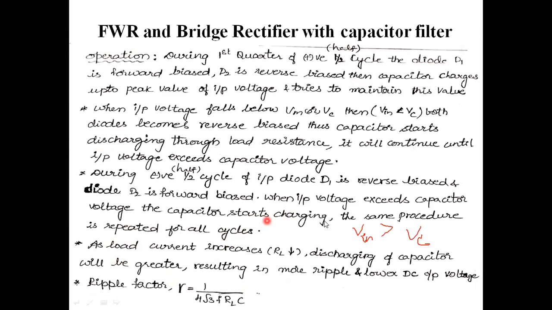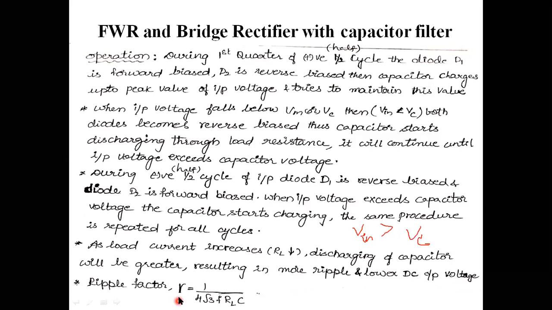And this is the process. As the load current increases, the load resistance keeps on decreasing. Discharging of the capacitor will be greater here, resulting in more ripple and a lower DC output voltage. We are going to have more ripple here, and the lower DC output voltage will take place.